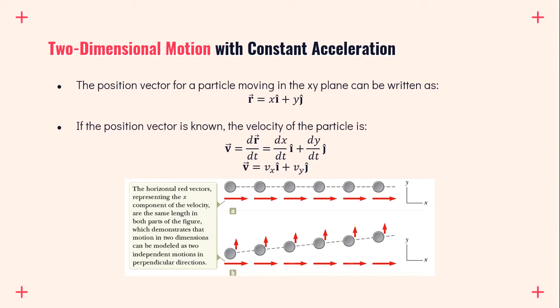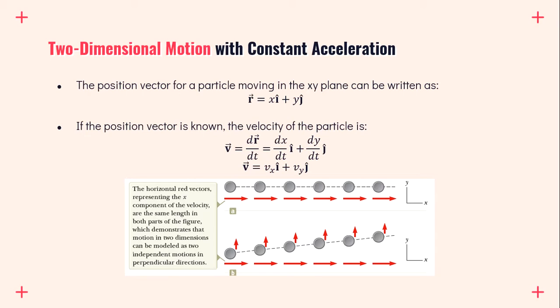So the position vector for a particle moving in the xy plane can be written as, so take note, this is the vector notation for the position. Vector R, which stands for resultant, is equal to xi plus yj, in which x is the magnitude of the x component and y is the magnitude of the y component, and i hat and j hat are the unit vectors.